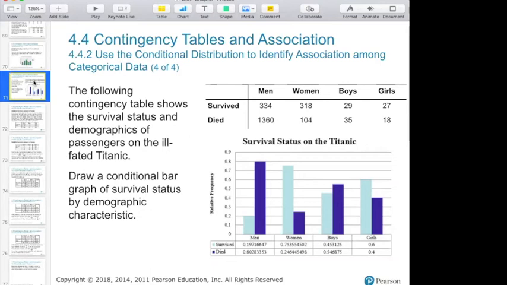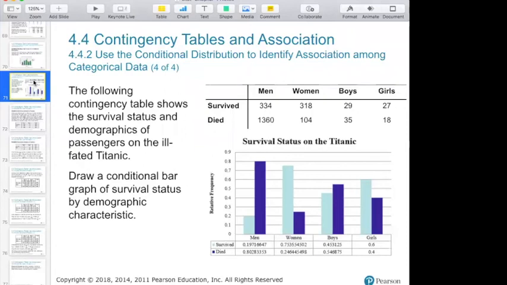We have a new contingency table. We're looking at the survival status and demographics of passengers on the Titanic. So we've got men, women, boys, and girls. We've split it up by age and gender. And then we have people who survived and people who didn't survive.